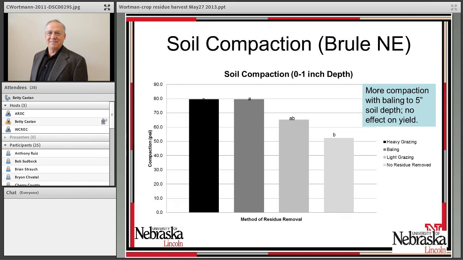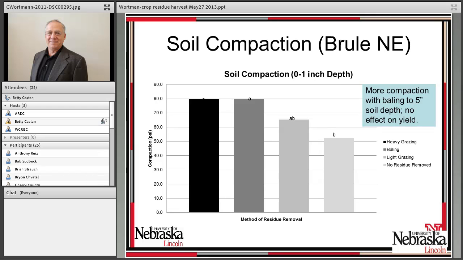Soil compaction, this is from the study that Aaron mentioned at Brule, Nebraska. We have the heavy grazing, the baling, the light grazing, and then no residue removal. And here it's the compaction only for the surface 1 inch. And we see that there was some effect, that we have some compaction with the heavy grazing and the baling as compared to no residue removal. When they looked at deeper depths, it was only with the baling that they found the compaction as compared to no residue removal. So it's some effect, it's not a great effect.